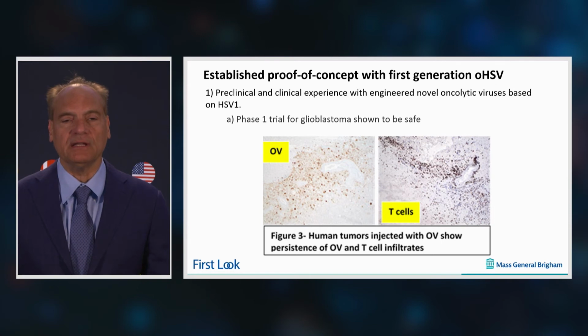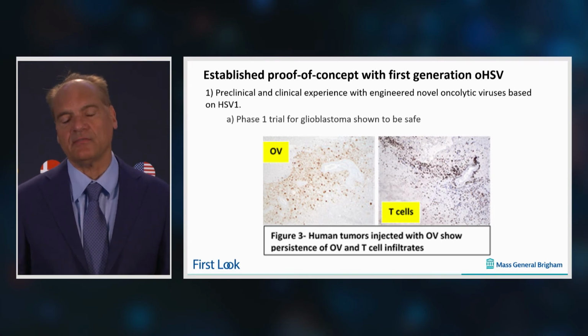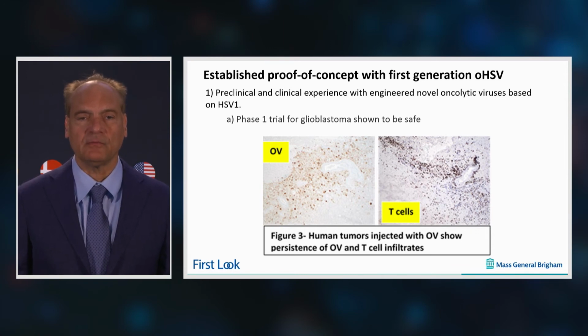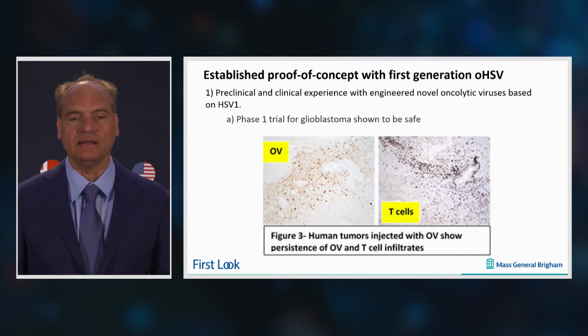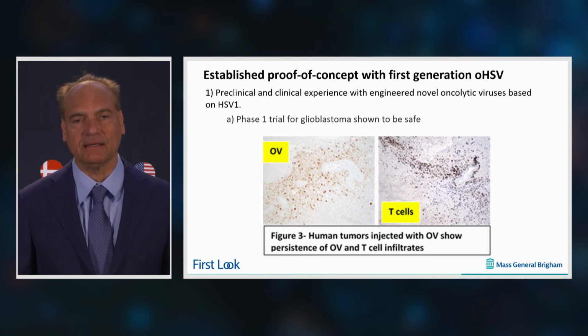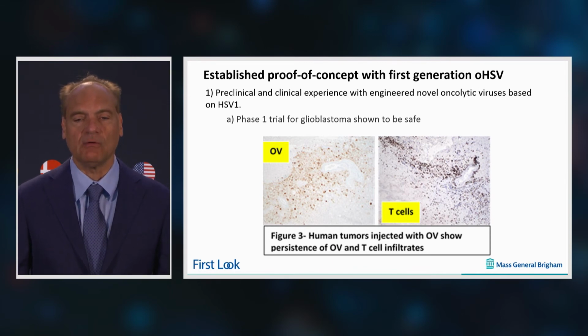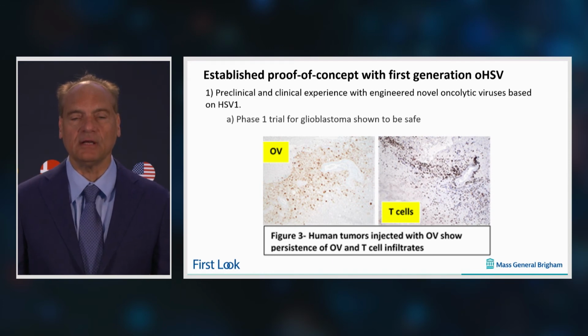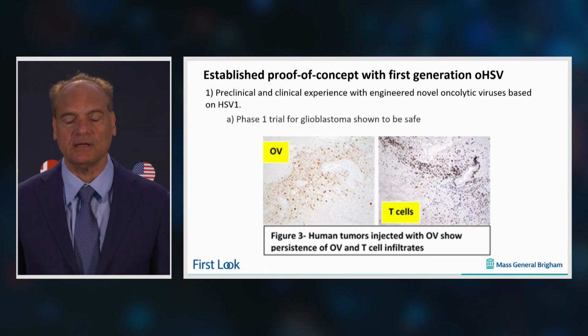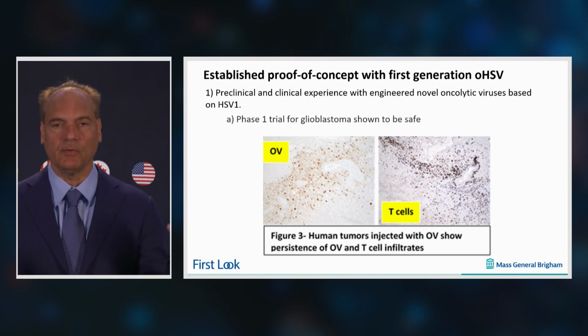In our laboratory over the years, we have generated several oncolytic viruses based on herpes simplex virus type 1. This is shown here as oHSV. We've had multiple preclinical experiments with various types of oncolytic viruses. And then I brought one in particular to a phase 1 trial for the highly lethal malignant tumor glioblastoma. We have shown this virus is safe. And in this figure here, you can show that there's oncolytic virus presence within the tumor after injection. And there are also lots of T cells that are infiltrating into the tumor, just as what we hope we will get.